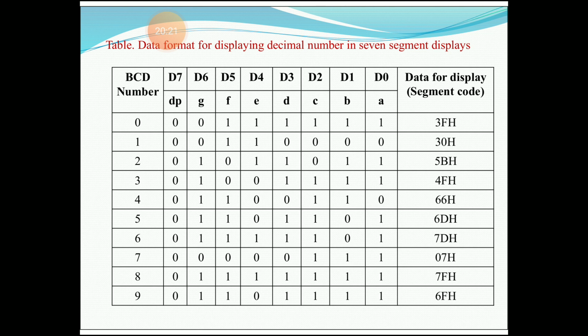Here a common anode type display device is used. To display a logic 0, the corresponding segments will be on, and the corresponding 8-bit code is represented in hexadecimal format. So for 0 to 9 we need 10 hexadecimal codes, called segment codes.